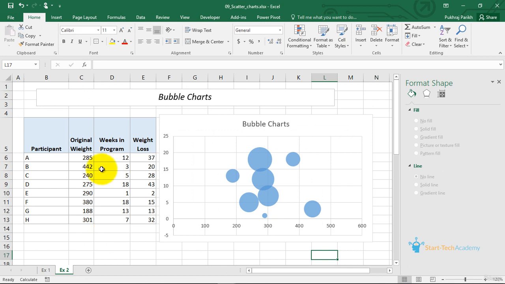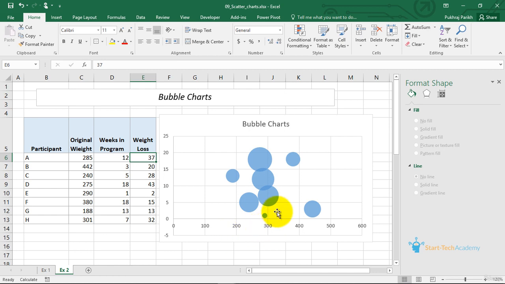In this data set, I have 3 data series. I had 8 participants in my weight loss program. These are the original weights of these 8 participants. This is the time spent by these participants in our program, and this is the amount of weight lost by each individual participant. I want to find out the effect of these two variables in determining this third variable.